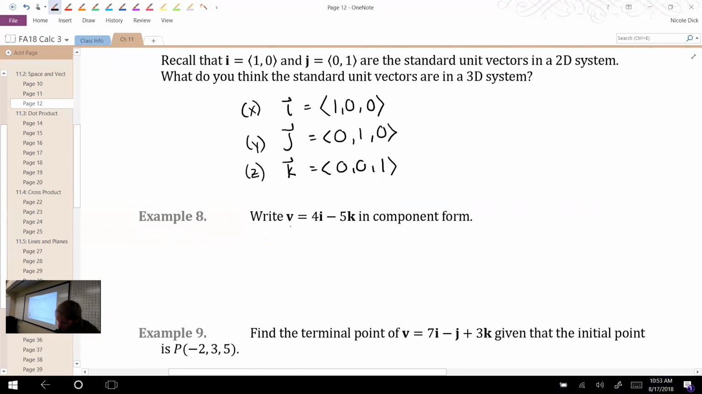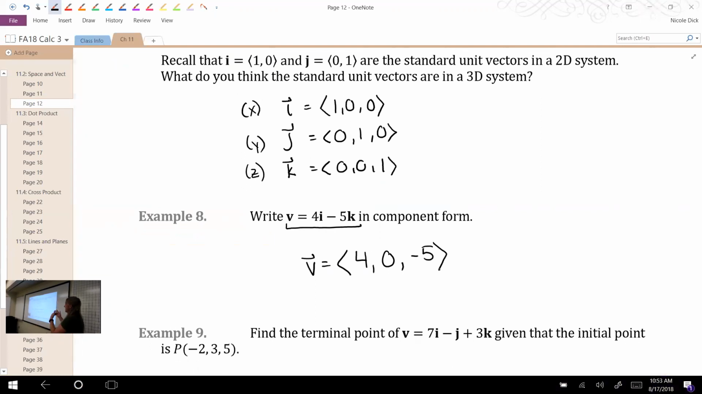So for example, in this vector here in number 8, we're missing a j component, right? So when we write this in component form, what's that going to look like? What's the change in the x direction right now? 4. And the y direction? 0. And then the z, -5. Okay, so when you're missing that component, you don't just skip it in component form. It means there's a 0 there. It means there was no change in that direction.